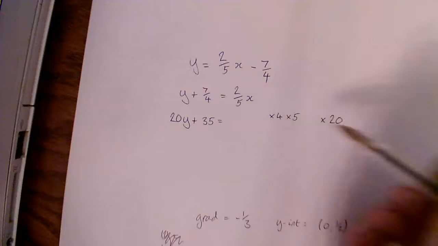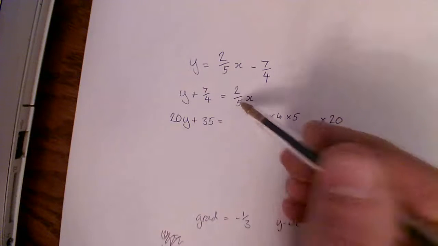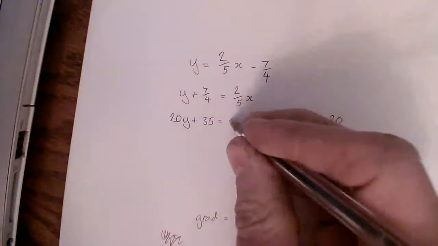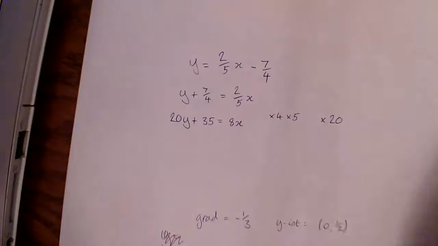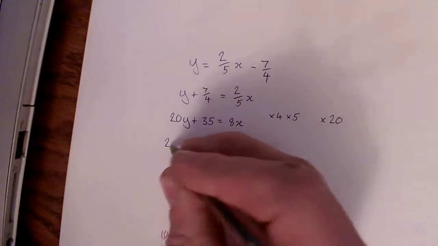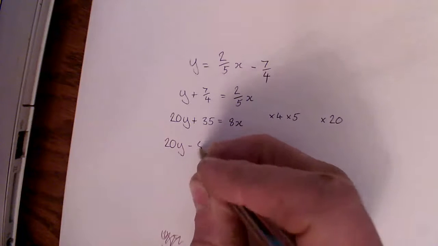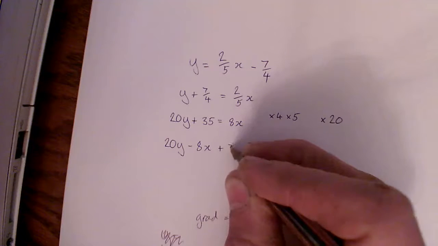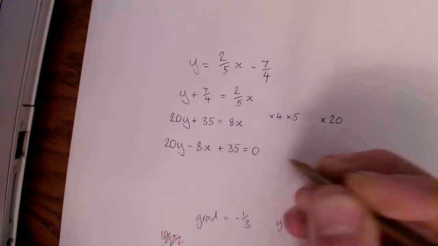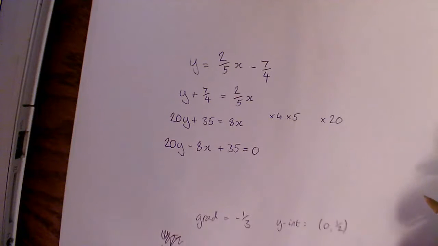And then we've got 20 times 2 is 40. Divide that by 5 is 8x. And then we can move the x's over. So we've got 20y minus the 8x's plus 35 equals 0. And hopefully that is a little bit clearer where that's coming from.